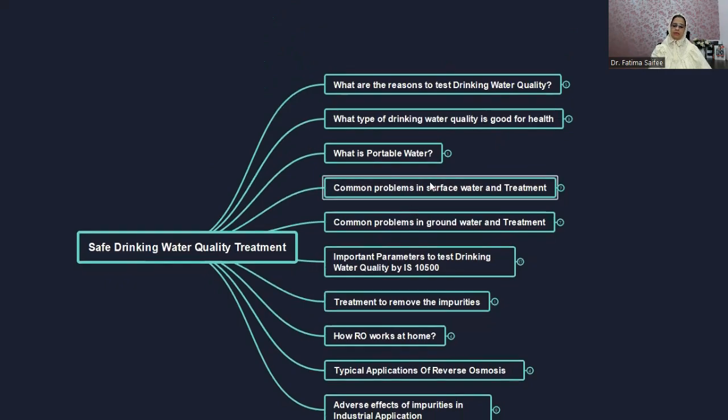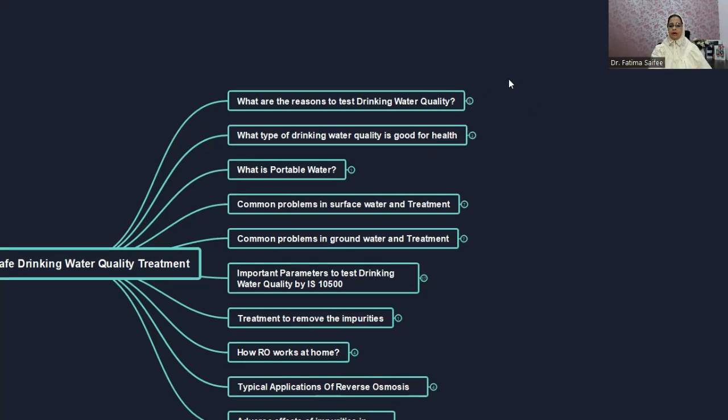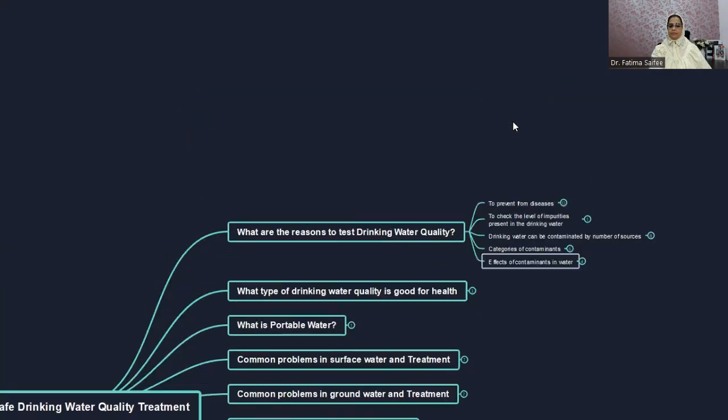So we can start. I'm going to start with the first topic: what are the reasons to test drinking water quality? The first and foremost reason is that drinking water quality needs to be taken seriously for your health. That means how you can keep your health safe and how you can prevent diseases. That is the basic concept to understand why drinking water should be safe to drink. So we will see what elements come under this.